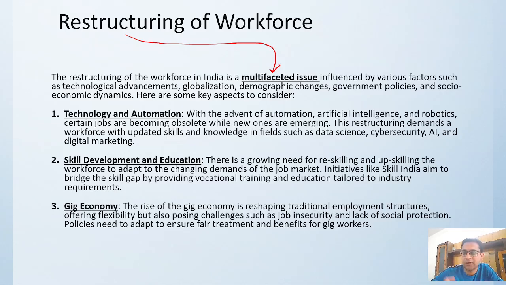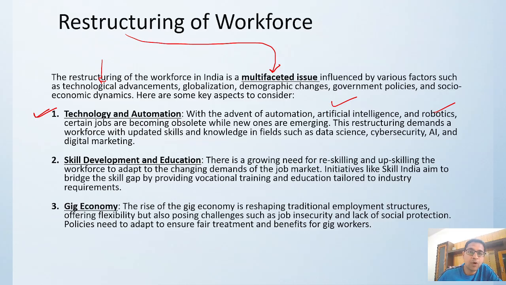Multiple ways of intervention are required, in the form of technological advancement. We know that there is a lot of technological advancement going on in the world. Every day, every minute, the world is changing. Globalization, demographic changes are happening, government policies are changing, and socio-economic dynamics are changing. So technology and automation is still one of the topmost categories. Artificial intelligence and robotics have taken away jobs, right?